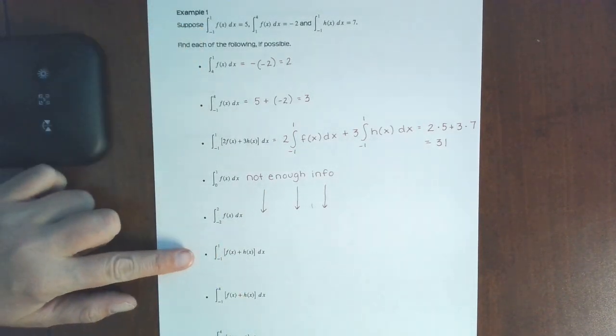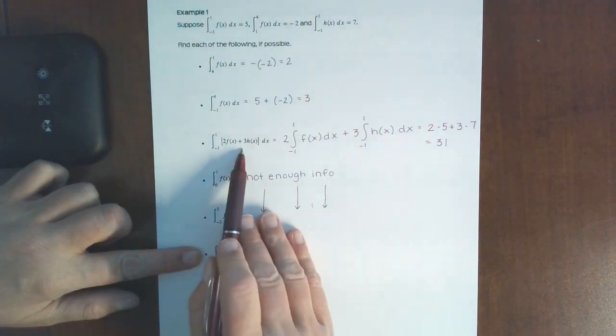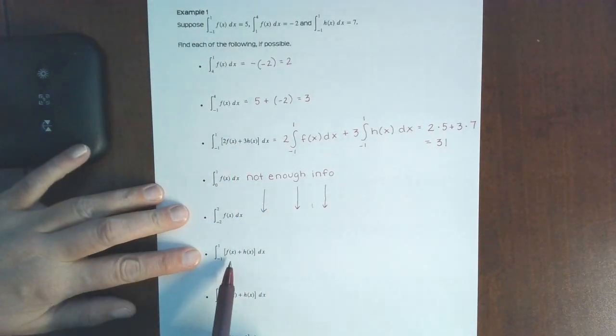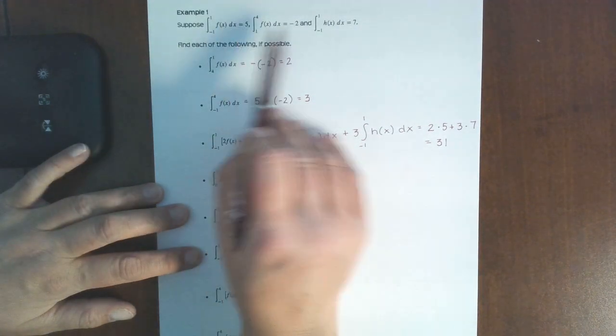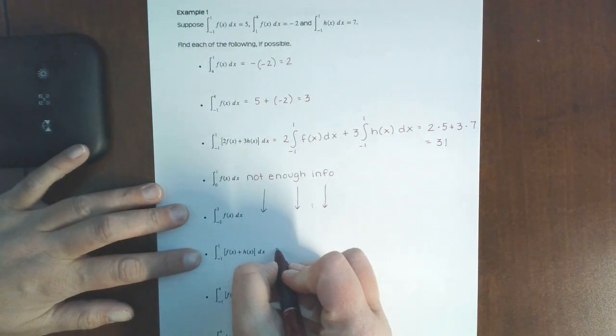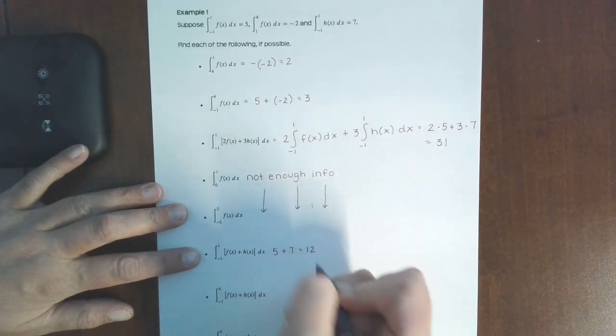This one should work though. From -1 to 1, honestly, this one is like a less complicated version of this one, really. I can just take these two integrals from -1 to 1 and add them together. So this is just going to be 5 plus 7. Okay.